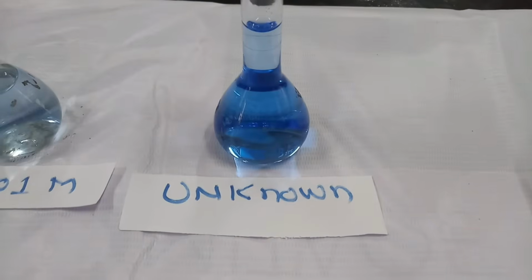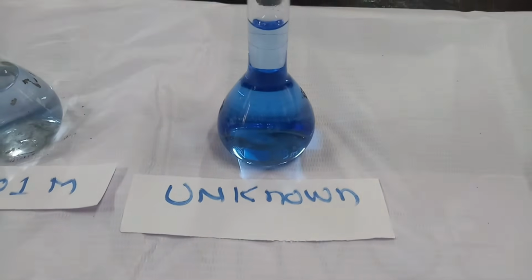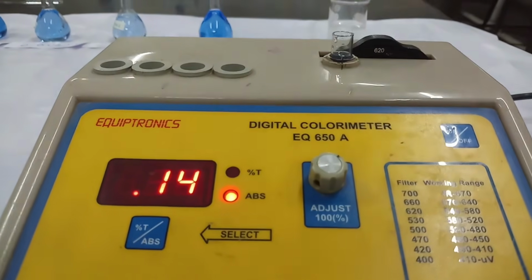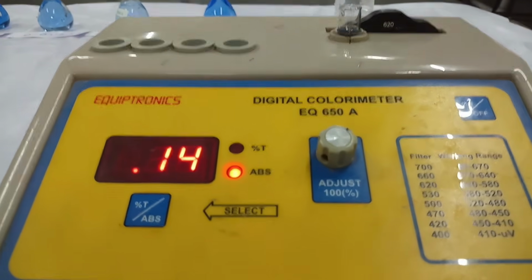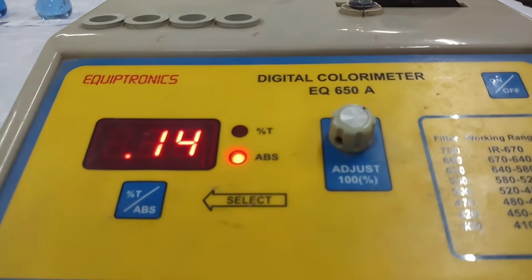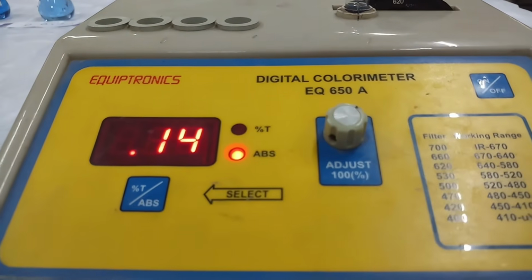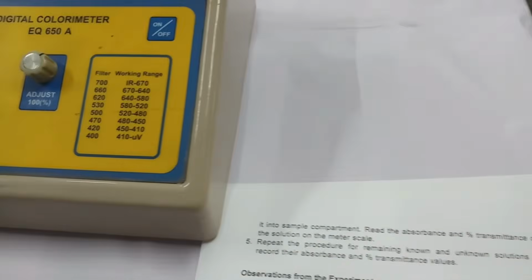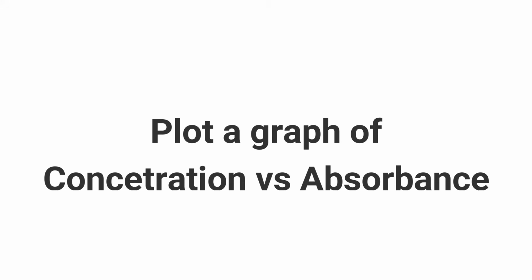The unknown will be given to you. You have to find out the concentration of this. So you can measure the absorbance. For the unknown, the absorbance is 0.14. And then you have to plot a graph and find out the concentration.